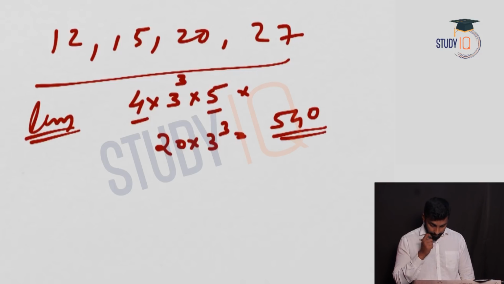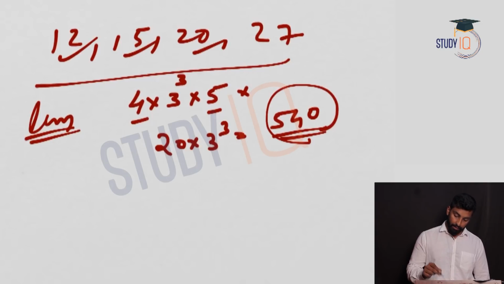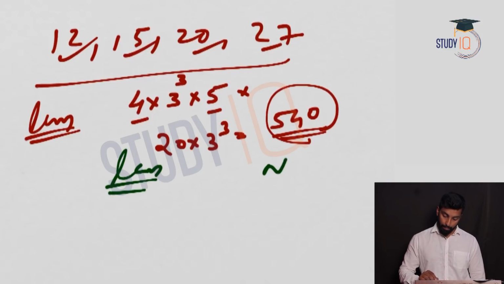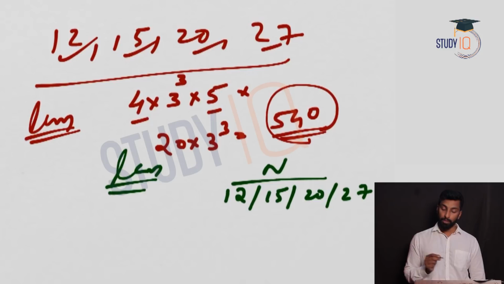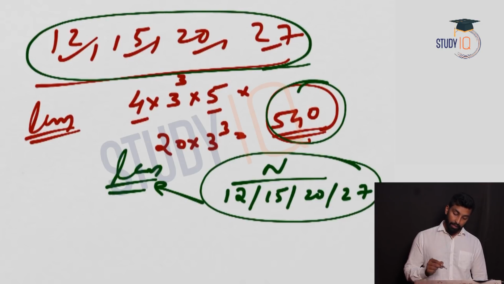So what does this mean? 540 is the least number which is divisible by this, this, this and this. So if the question is about finding the least number which is exactly divisible by these, you need to find the LCM. Basically you are looking for a number which is divisible by 12, 15, 20, 27. There are many such numbers possible. You are looking for the least number, that's why you are finding the LCM. So in other words, 540 is the least common multiple of all these numbers, right?